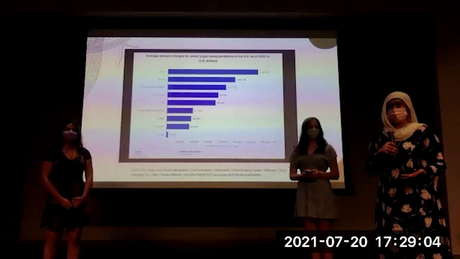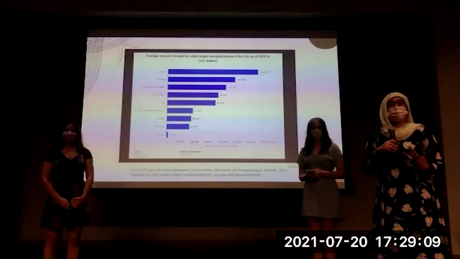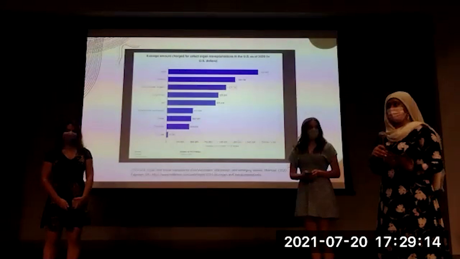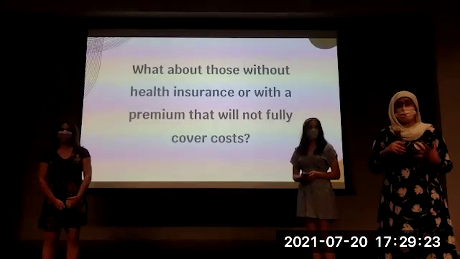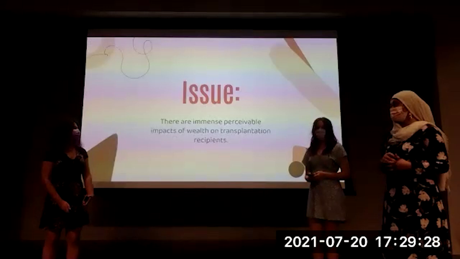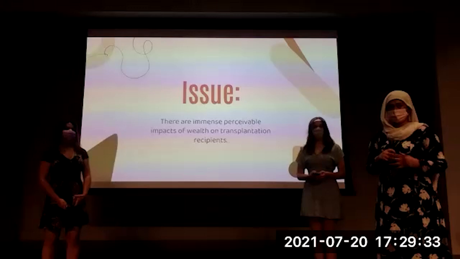It's also important to recognize how much an organ transplant will cost. The cheapest organ on average is $32,500, which is the cornea, and the most expensive is $1.6 million. This shows how expensive an organ can be, and while insurance in America usually covers the cost of organs, this brings us to the issue of, what about the individuals who don't have health insurance or premiums to cover the cost of organ transplantation? So this question led us to understand the issue that there are immense perceivable impacts of wealth on organ transplantation recipients.